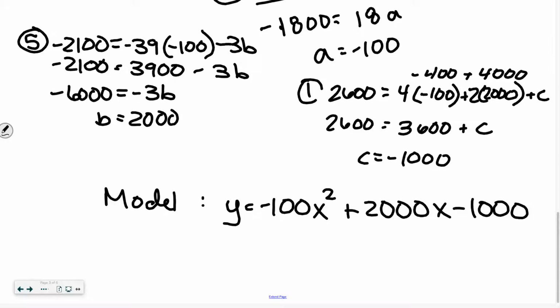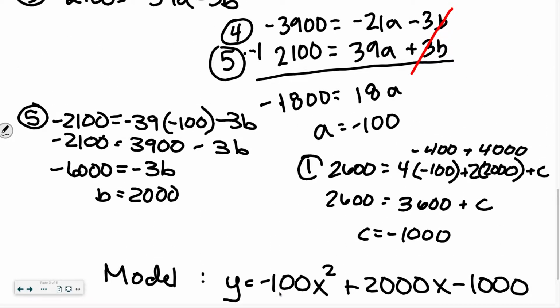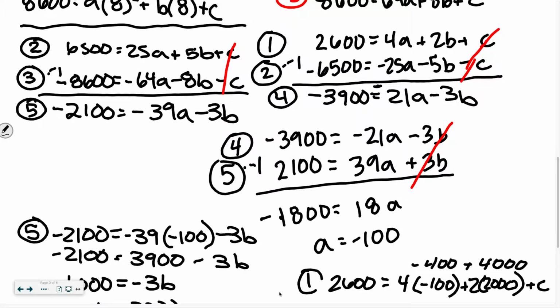If you're not sure if your model is right, like if you have extra time on a quiz or test and you want to check your model, pick one of your x's from the table and plug it in. So like I think one of our x's was 5. If we plug in 5 for both of these x's and work it out in our calculator, we should get the y value that's in the table, which I think was 6,500.